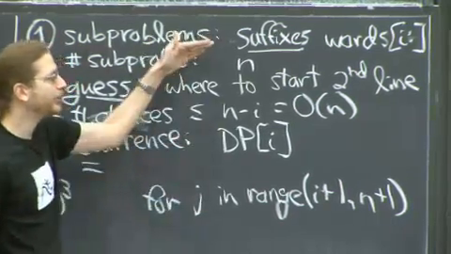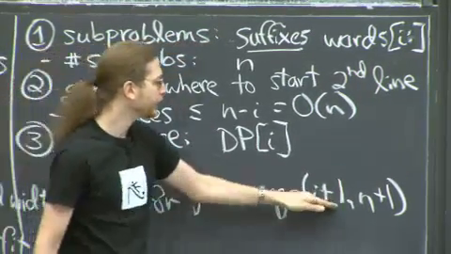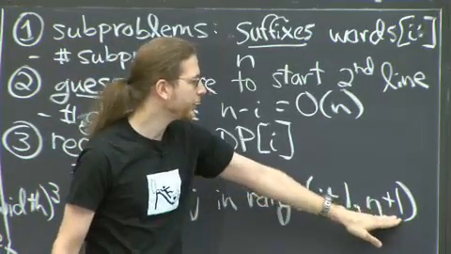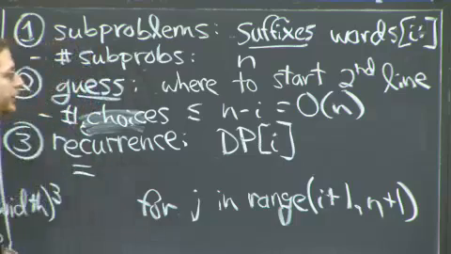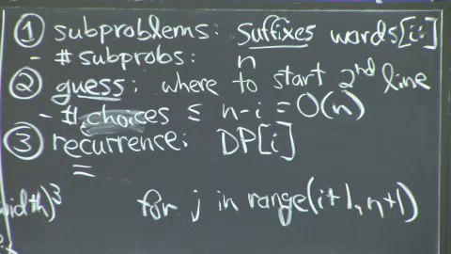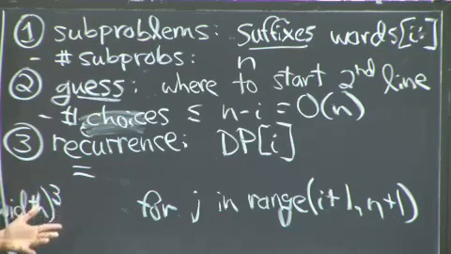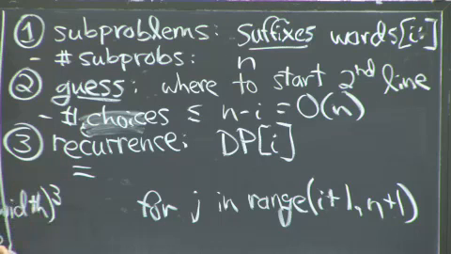I can't start at I because that's where the first line starts. But it could start at I plus 1. It could, and this special value of n will mean that there is no second line. OK? So dp of I. Now I want to do this for loop in order to try all the possible guesses. J will be the word where the next thing starts.